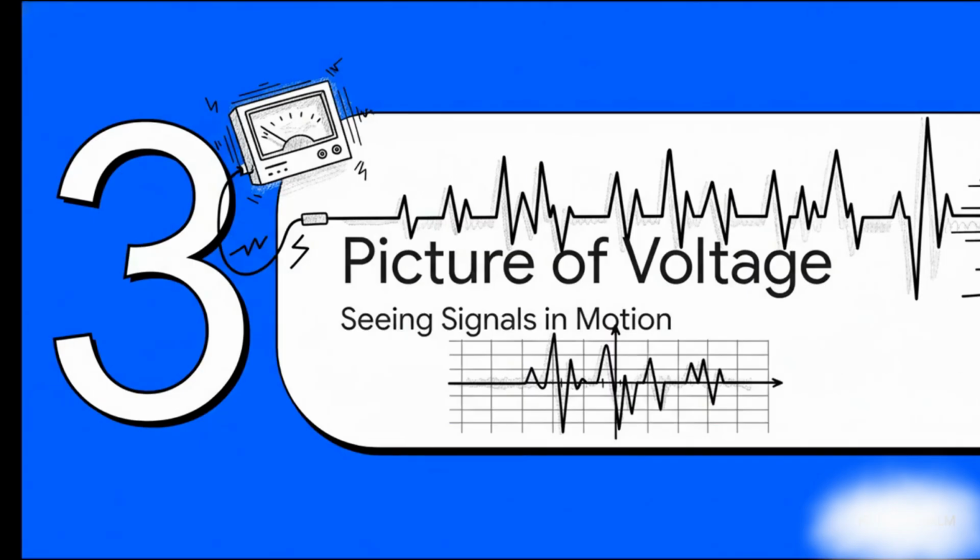So, detecting a steady current was one thing. But what about signals that are constantly changing, zipping back and forth thousands or even millions of times a second? A simple needle just can't keep up.